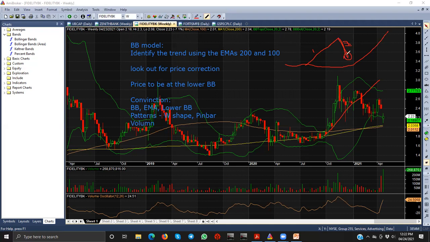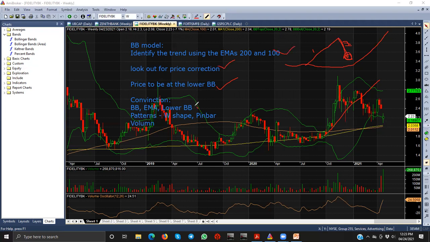And this correction is at the point where it touches the lower Bollinger Band. The most important thing is the Bollinger Band. Now, that Bollinger Band must be contracting. It must not be expanding. You remember that condition? Yes. Now, when it gets there, we have established a correction, we have established there's a trend.